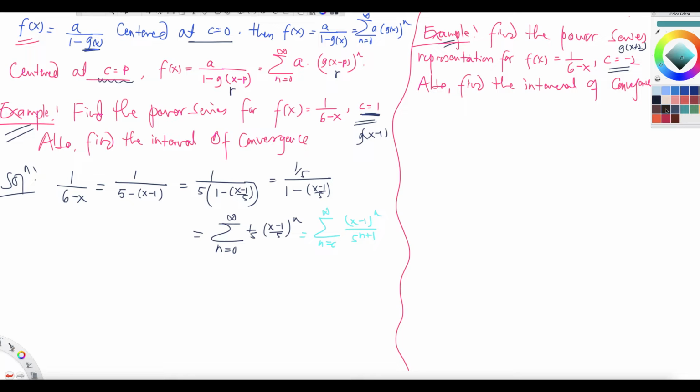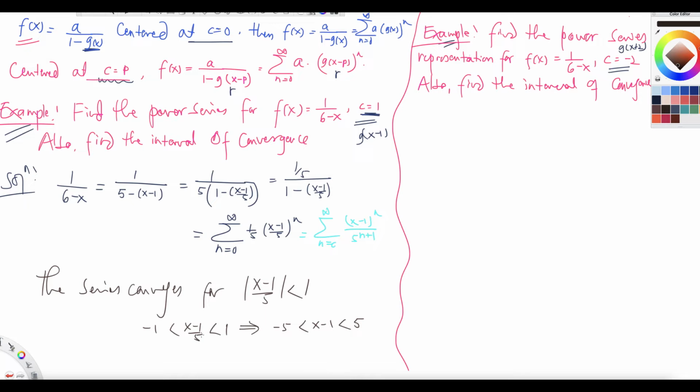Now, what is the interval of convergence? This is a geometric series, right? The series converges when the absolute value of the common ratio is less than 1, so the absolute value of x minus 1 over 5 is less than 1. You can write negative 1 is less than x minus 1 over 5 is less than positive 1. Multiplying by 5 on all sides, negative 5 is less than x minus 1 is less than positive 5. Now add 1: negative 4 is less than x is less than 6. So basically negative 4 through 6 is the interval of convergence.